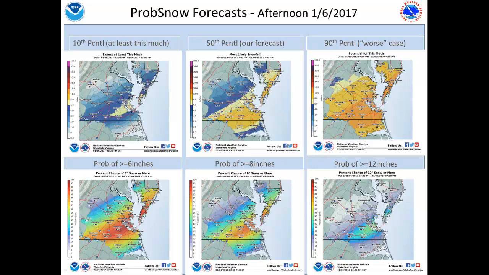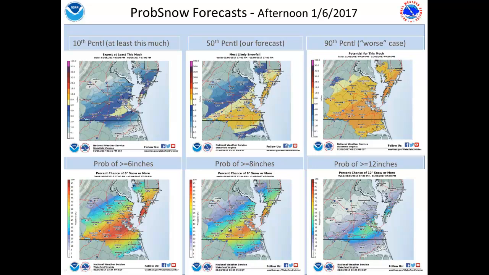The probability of a foot of snow in Richmond has dropped down to 5%. Probability of 8 inches of snow has decreased for Richmond, about maybe a 24% probability of 8 inches. 6 inches of snow in Richmond, though, still about 43%. So significant probability that we could see around 6 inches of snow in Richmond. 8 inches maybe, but the probabilities are better as you go down 95 south of Richmond.